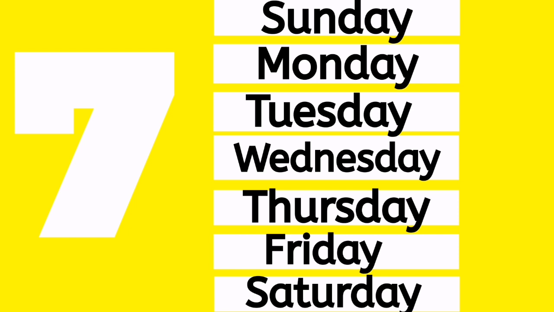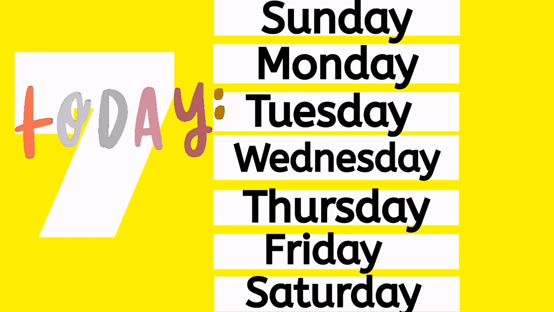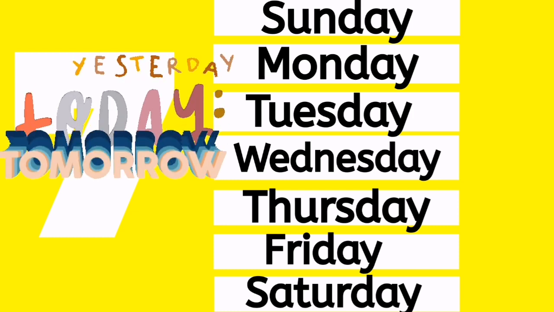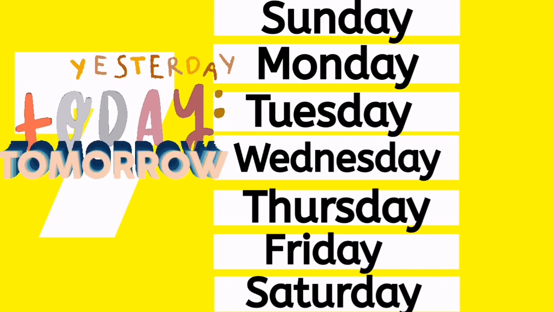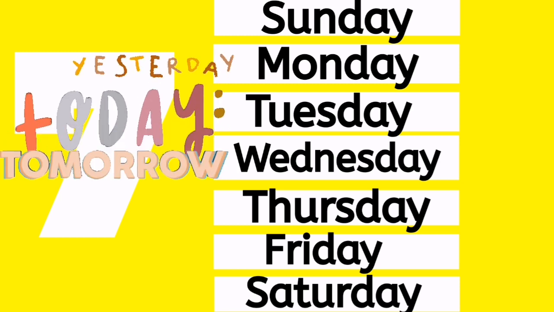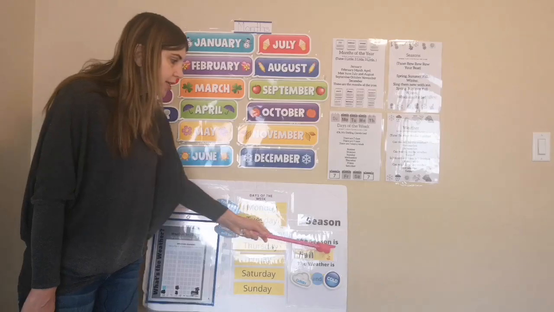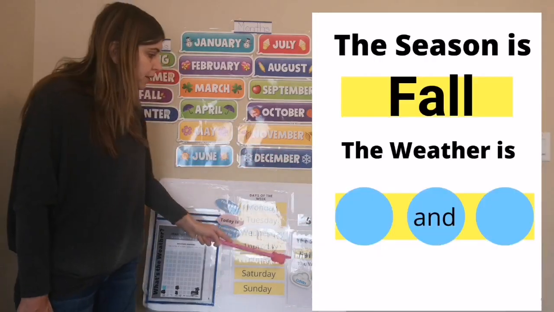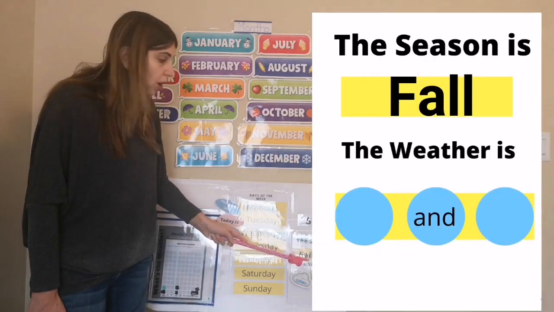So there's 7 days in a week. And if today is Tuesday, that means yesterday was Monday and tomorrow will be Wednesday. Okay, those are our days of the week. I said the season in November that we're talking about is fall.